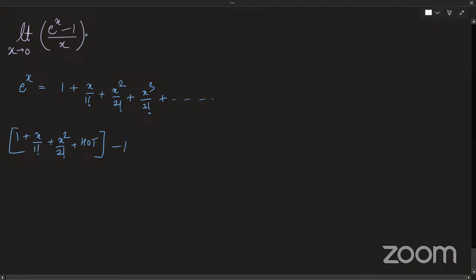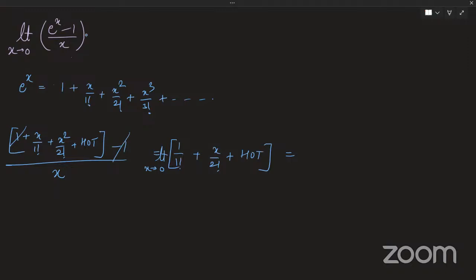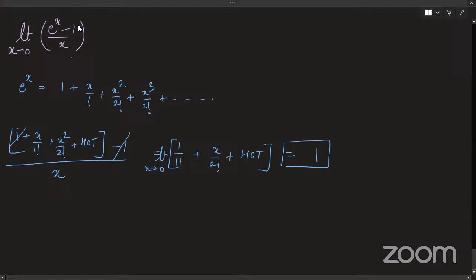This is e raised to x minus 1, whole divided by x. So this 1 and 1 will get cancelled. You will be left with 1 by 1 factorial plus x by 2 factorial and higher order terms. And now you are making your limit tend to 0. So where will this thing go? 1 by 1 factorial. What is 1 factorial? One. So 1 by 1, my answer will be 1. Correct, the answer is 1.